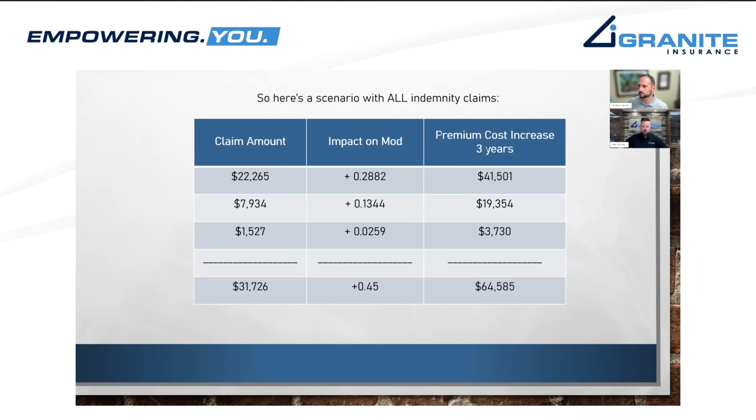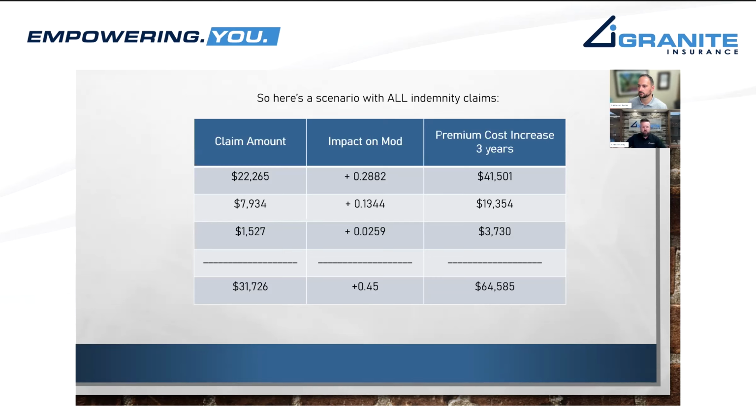I won't do the math on each of the following, but you see the $7,900 claim, 0.1344. It's going to cost them an additional $19,000 over 3 years. And then the 1527 claim is going to cost them $3,730.